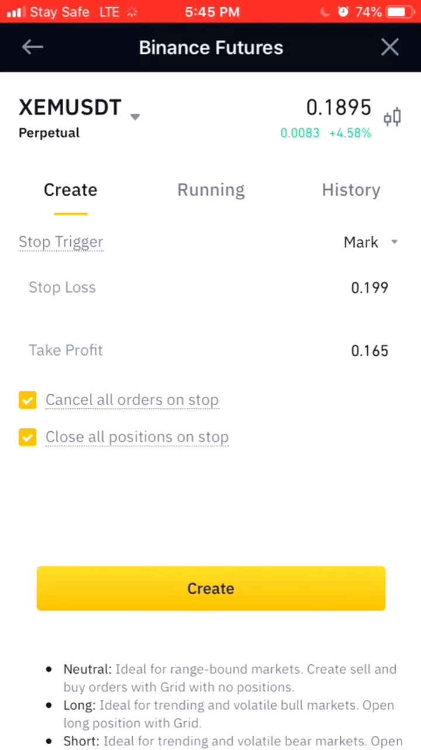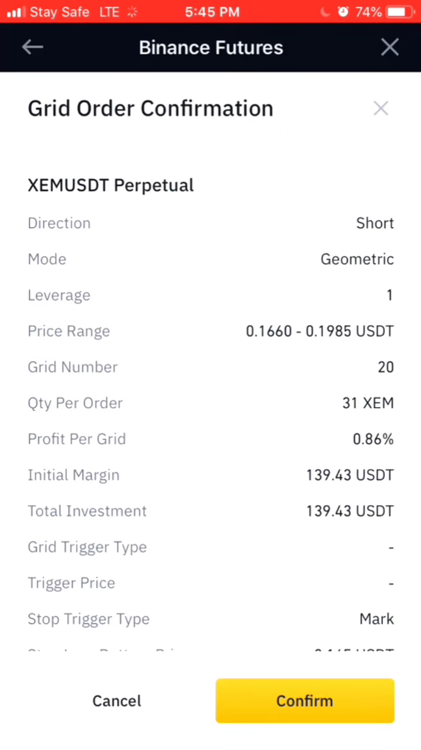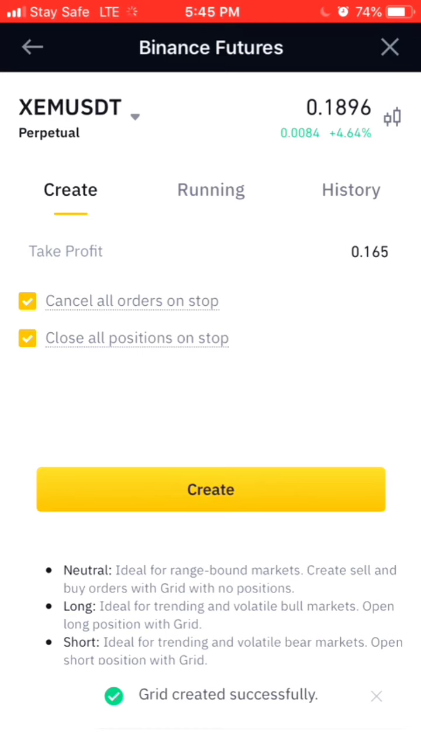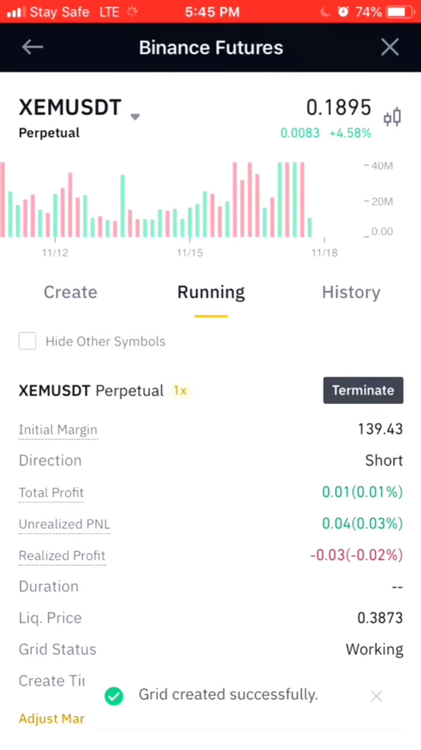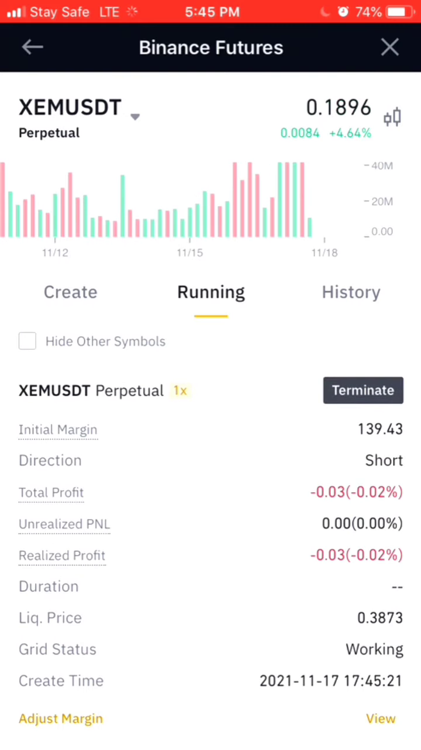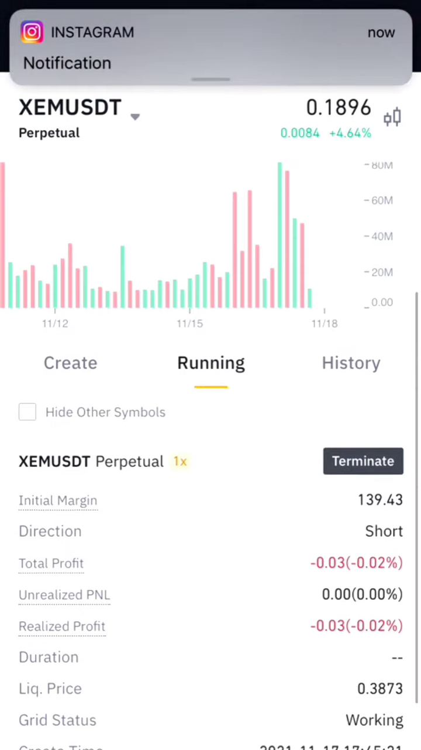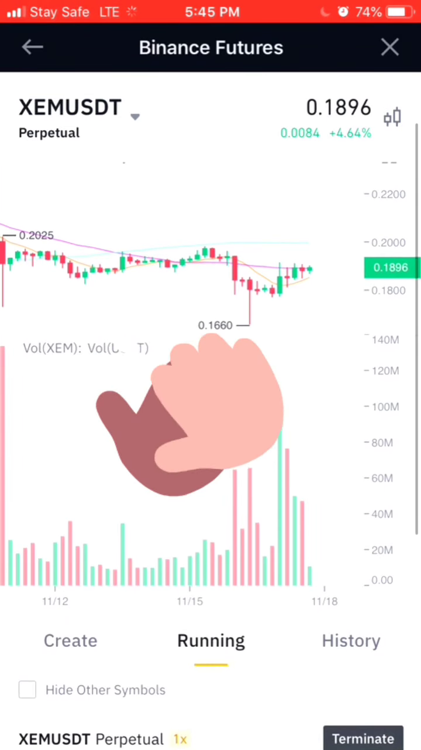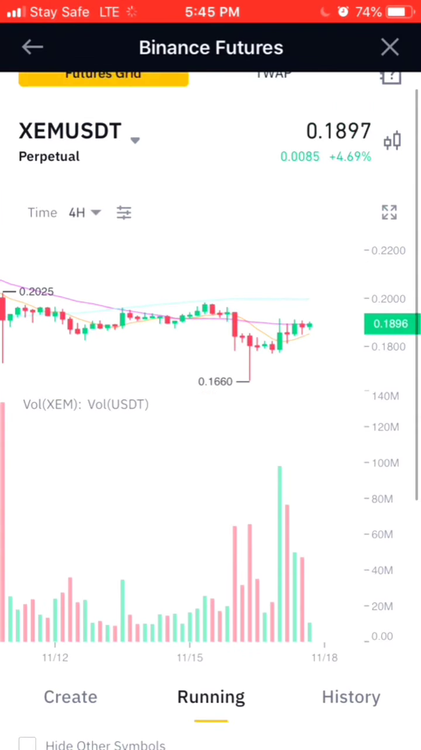With that being set up, all that's left is to start the bot, so hit on create. Then look over all your settings to ensure everything was well set. Tap on the confirm button, and with that your bot is live. You can also tap on the running tab to take a look at all your currently running bots and their performances so far. And with that, you have successfully set up a Binance short grid bot on the Binance mobile app.